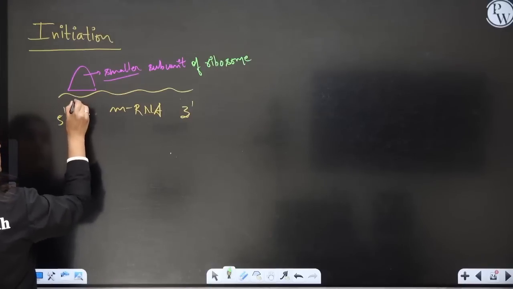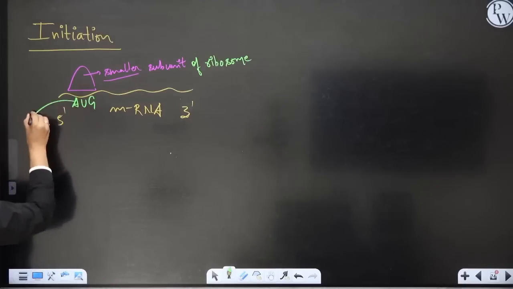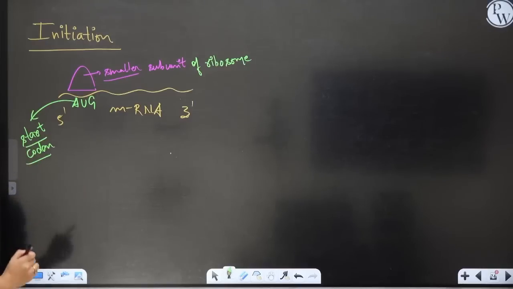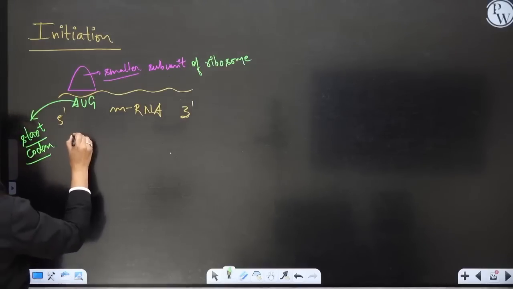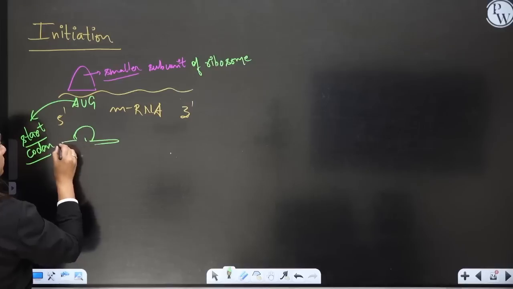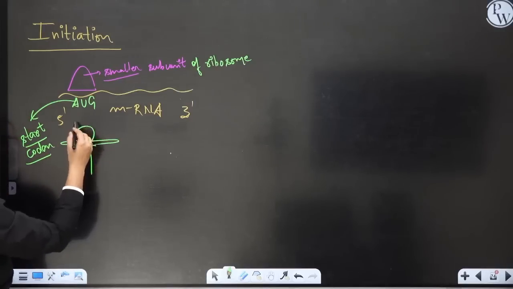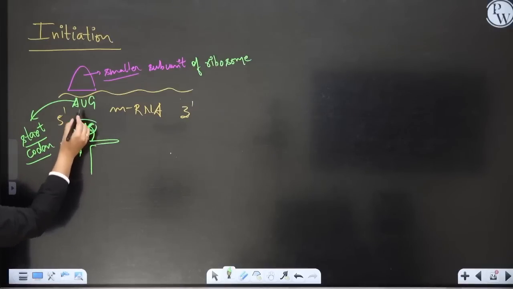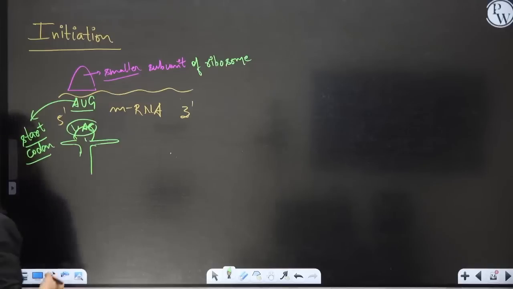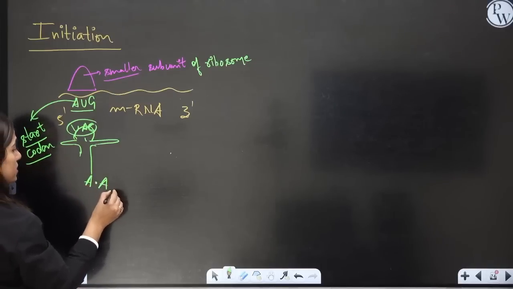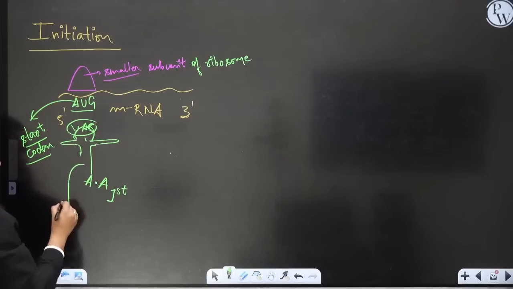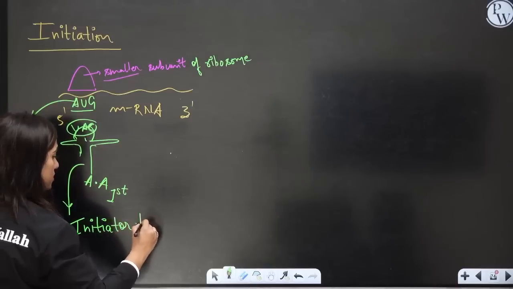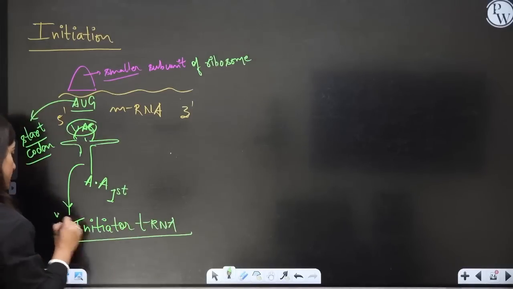Then, this is the initiation codon, AUG, the start codon. With this start codon, the tRNA will come and bind. You know that this was the anticodon loop, right? So the tRNA will bind with the mRNA by the anticodon loop, and this is the start codon present on the mRNA. This is the very first amino acid. The first tRNA, which carries the very first amino acid, is called the initiator tRNA.